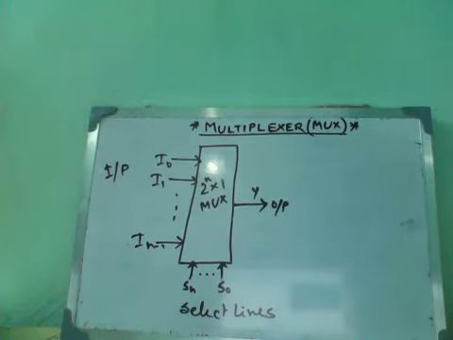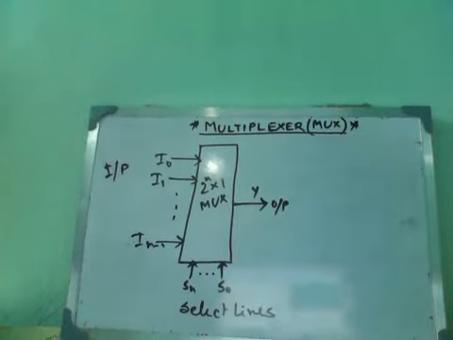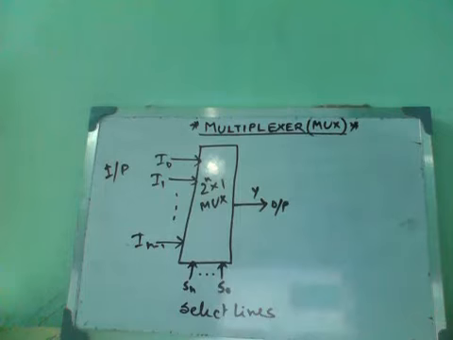It receives binary information from one of 2 to the power n input data lines and directs it to a single output line. The selection of a particular input data line for the output is determined by a set of selection inputs. So, it selects only one input among several inputs based on selection line.